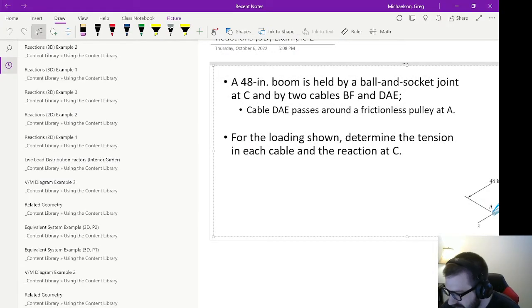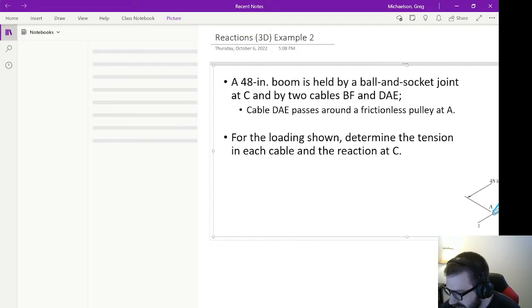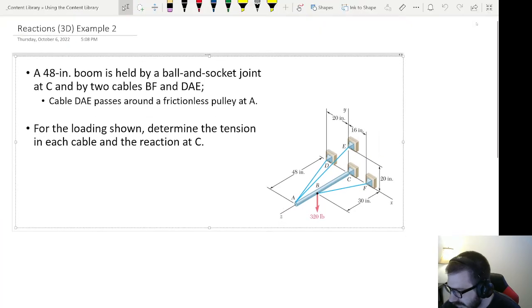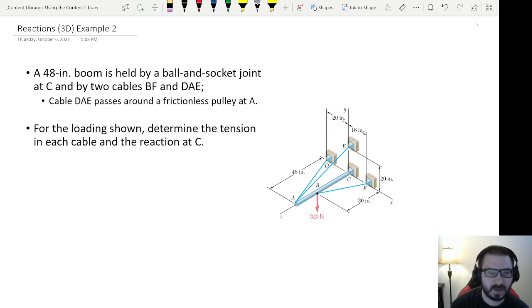All right, so let's go back to here, draw full screen. Let's try that now. There we go, a lot better. Okay, sorry about that.